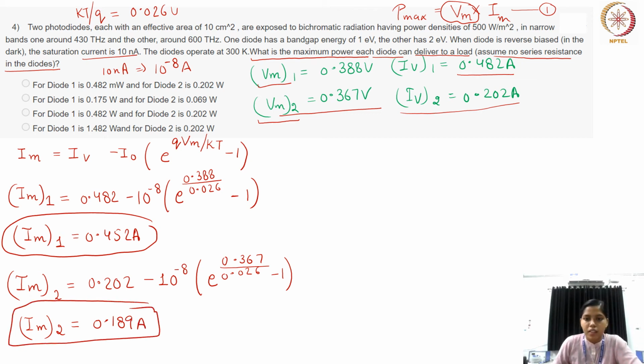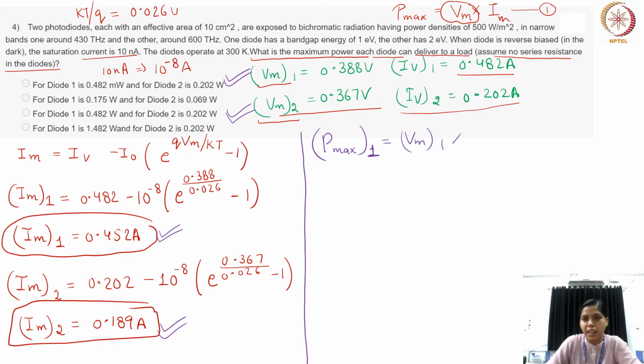Okay, see, now we are having the maximum voltage across both the photodiodes and also the corresponding maximum current through these photodiodes. Now what was the question? The maximum power. So the maximum power P max through the first photodiode, P max 1, is equal to Vm1 multiplied by Im1. So what was the value of Vm1?